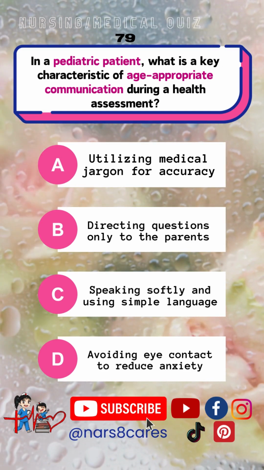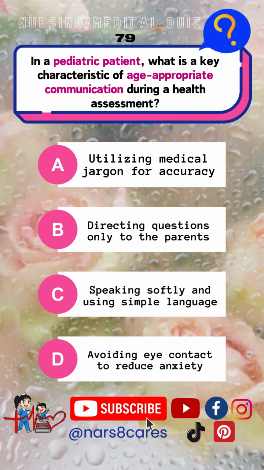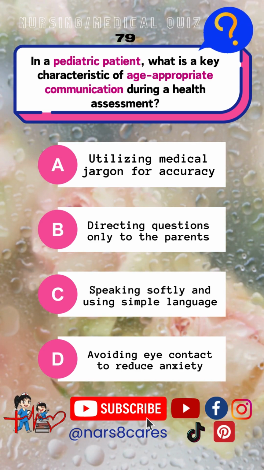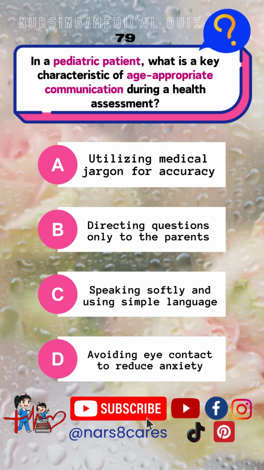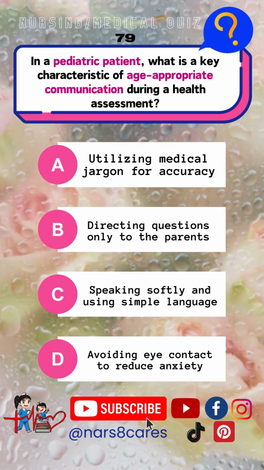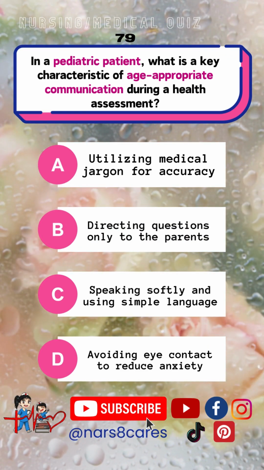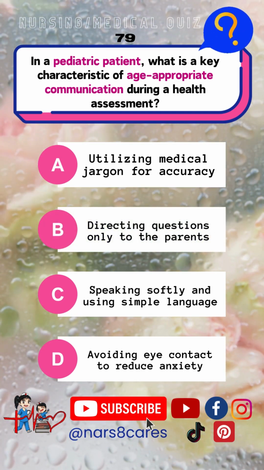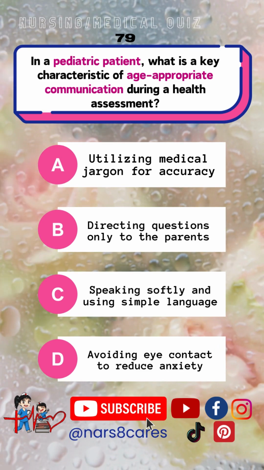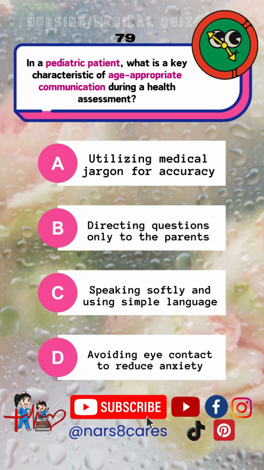79. In a pediatric patient, what is a key characteristic of age-appropriate communication during a health assessment? A. Utilizing medical jargon for accuracy. B. Directing questions only to the parents. C. Speaking softly and using simple language. D. Avoiding eye contact to reduce anxiety.